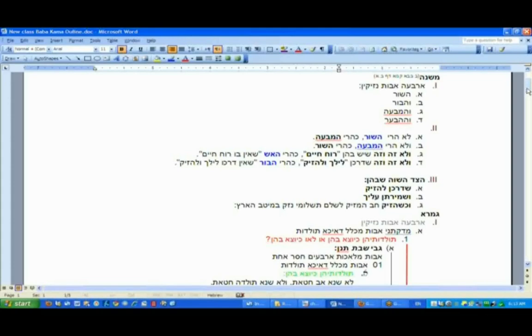So for instance, this Gemara of Baba Kama, it starts off with Arba'ah Avos Nezikin, okay, and then it describes the avos: the shor, the bor. It goes on to tell us between these avos that the shor is not like the mav'eh, like the shor, and that the shor and the mav'eh are not like the eish, and all 3 of them. That's the Mishnah.